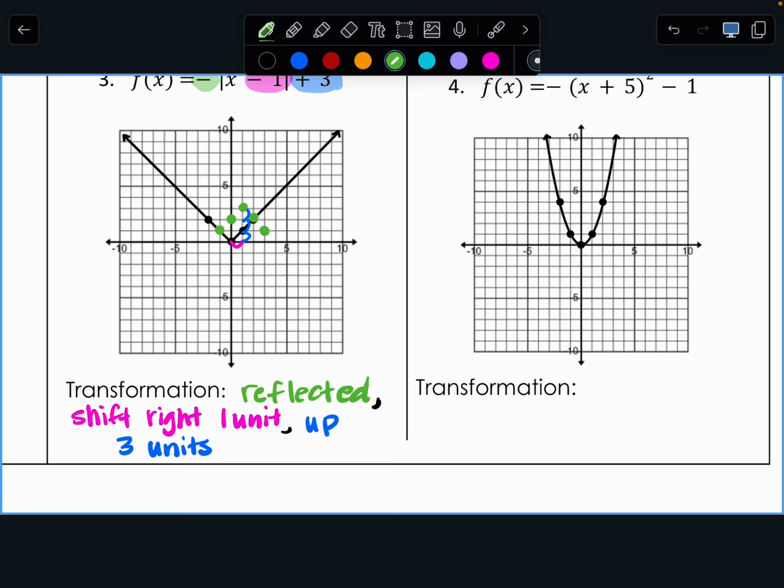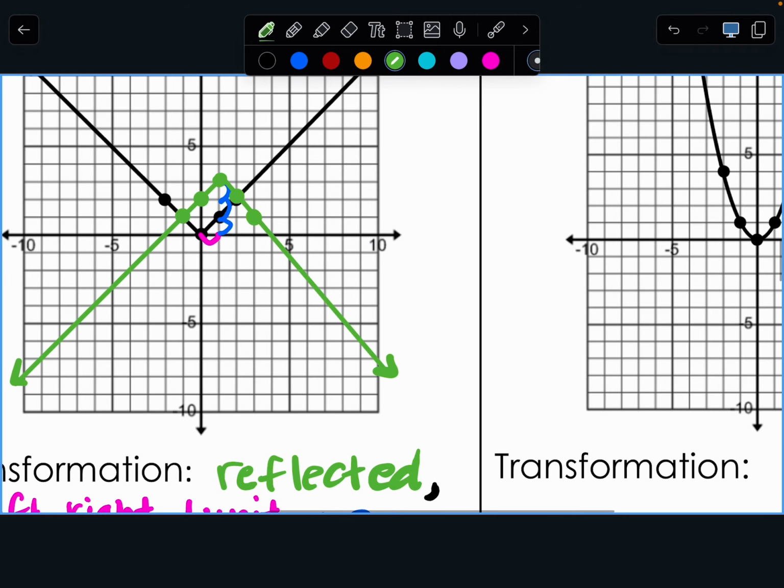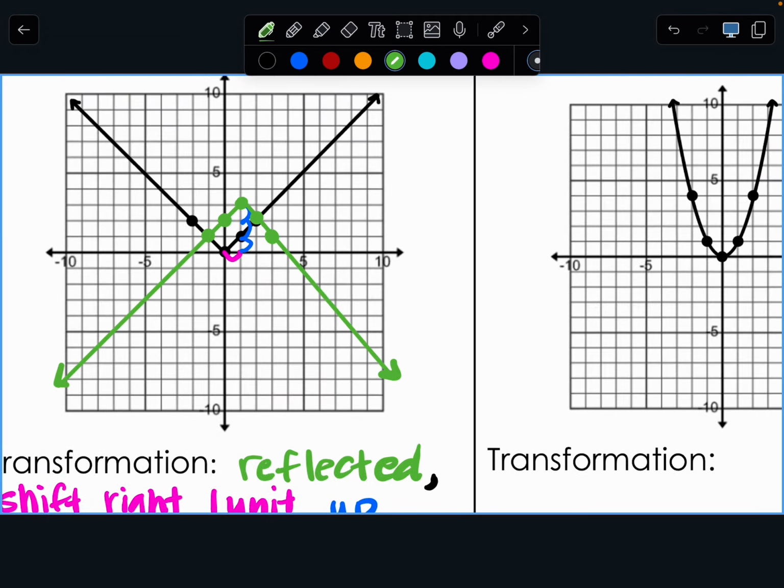When you graph these, I need you to plot those 5 critical points every time. That way, if your line isn't perfectly straight, I can see that your vertex and the other 4 points are in the correct spot.